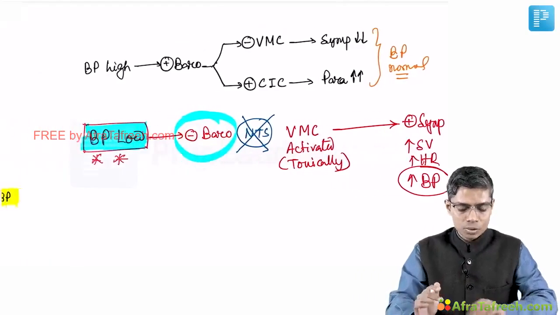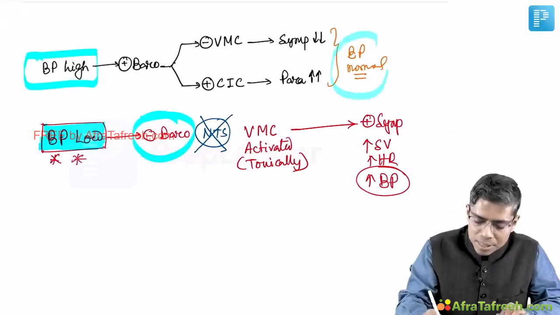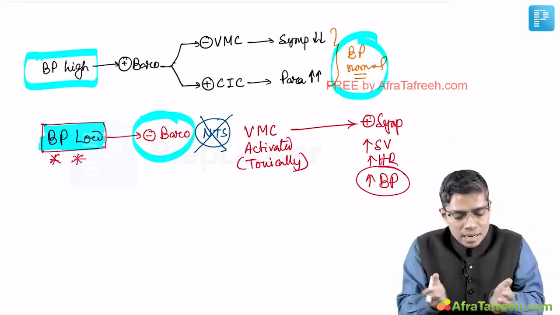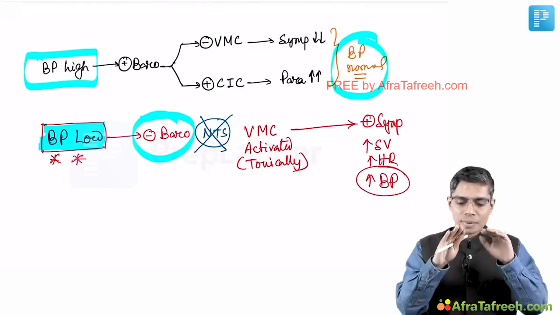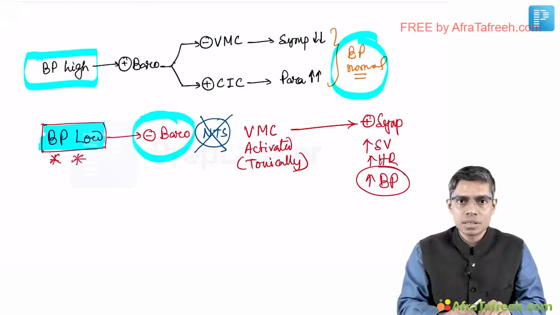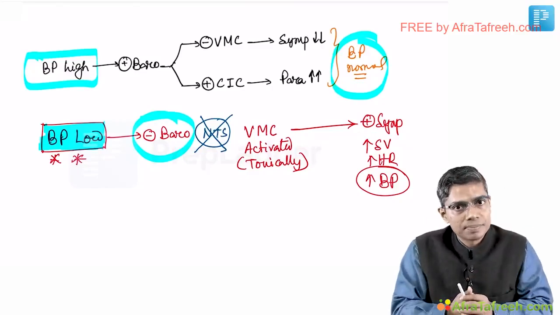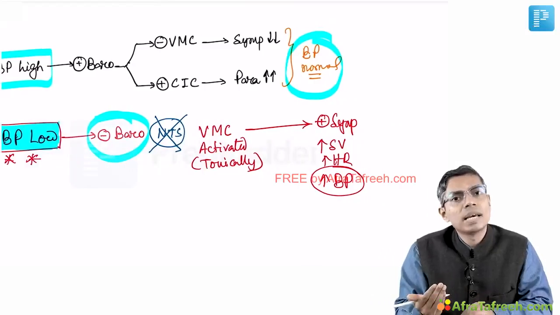So getting my point? If your blood pressure is high, then the baroreceptor is bringing down the blood pressure. That is the active role of baroreceptor, that if your blood pressure is high, baro will try to bring it down. But if your blood pressure is down due to certain causes, baroreceptor is not going to make it higher. Okay, who is making this blood pressure higher? That is the RVLM. Why? Because RVLM is a tonically active center.